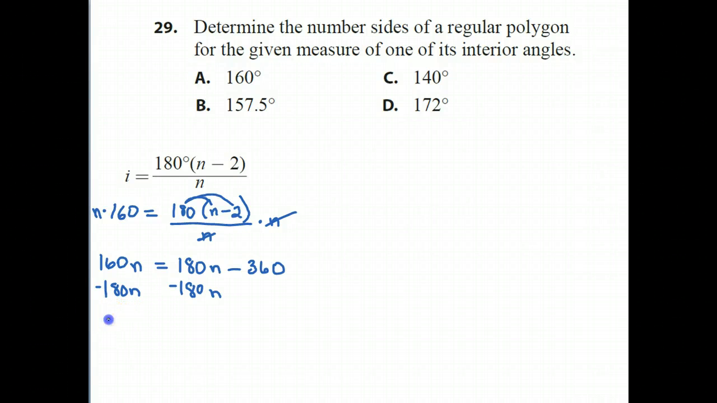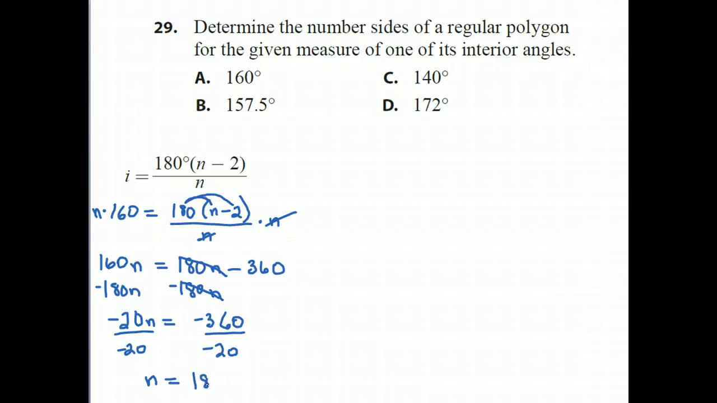So on the left, that will give us negative 20n. And on the right, because those cancel, we have negative 360. And then divide by negative 20 to get rid of the negative 20 on the left. So n would equal 18. And just remember, n is the number of sides, so that means that shape would have 18 sides.